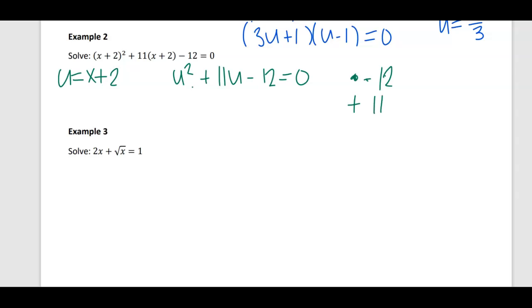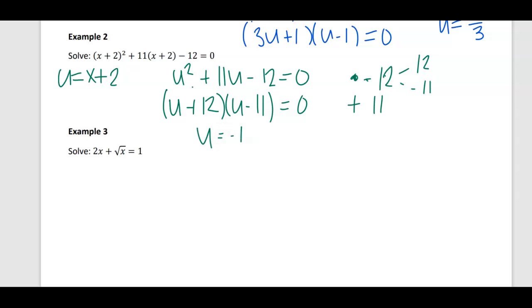So I need two numbers that multiply to -12 and add to 11. So that's going to be +12 and -11. So those must be my two factors. u plus 12, u minus 11 equals 0. And so u must be equal to -12 and u must be equal to 11.